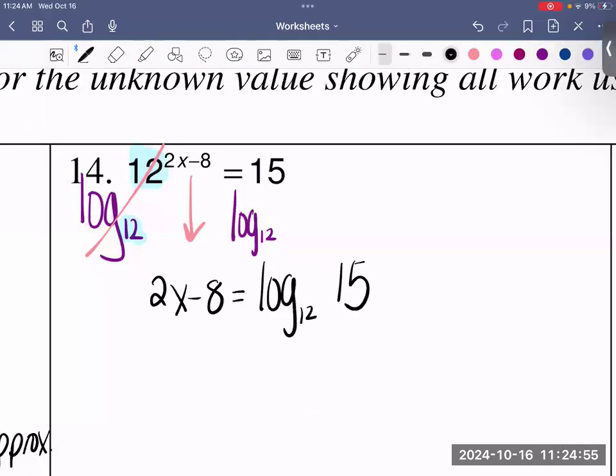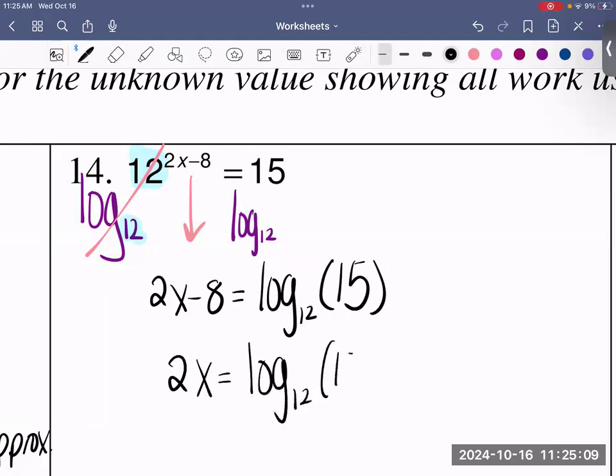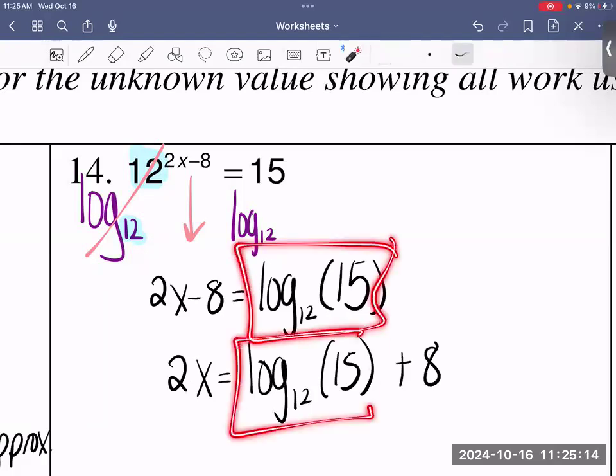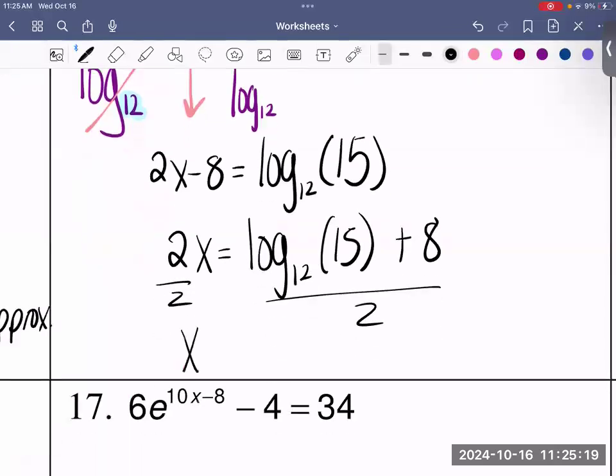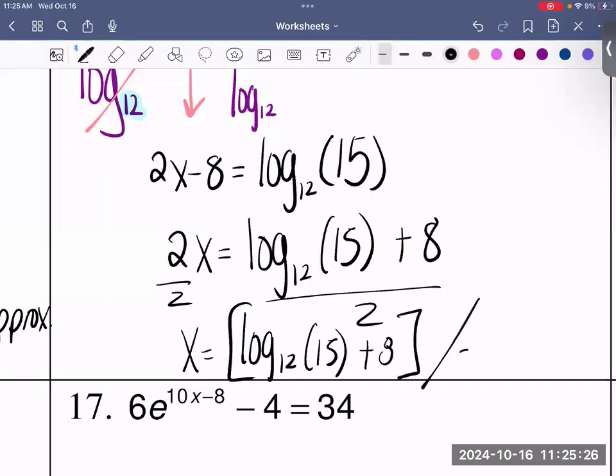Now again, that is a number, so those cannot come apart. I even might put this into parentheses. Now we solve for x, your variable, as you would a linear equation. The first thing we can do is add the 8 to the other side. Again, you cannot add 8 to 15 because log base 12 of 15 is a number. These do not come apart. Then we divide by 2. So x is equal to log base 12 of 15 plus 8, and the whole thing is divided by 2, or you can multiply it by 1/2.